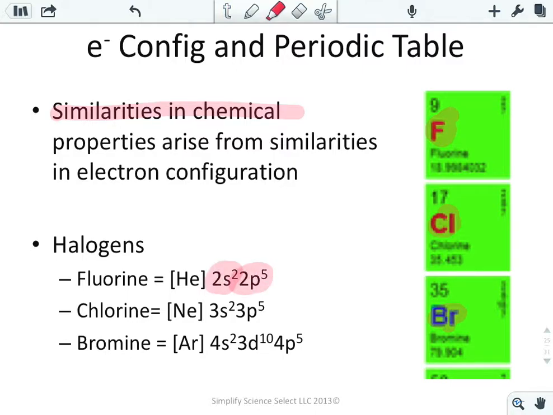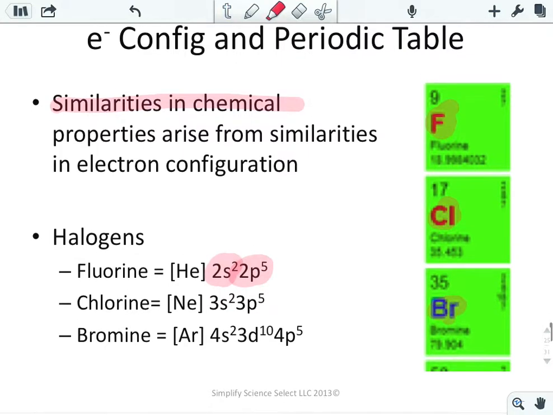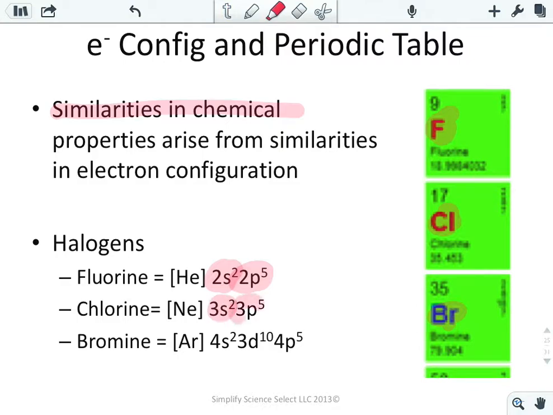And then we see chlorine right below it, and we have 3s2, 3p5. Again, a 2 and a 5. Different energy level, but we see the 2 and the 5. And then with bromine, we have 4s2, 4p5. So in the outermost energy level, their valence electrons, they have the same electron configuration. So that's what gives them the same types of properties.